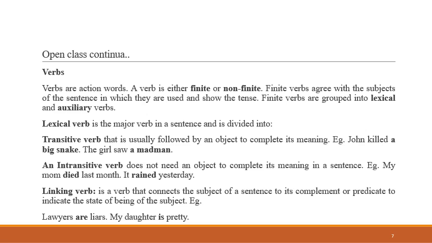Lawyers are liars. Can we see? My daughter is pretty. Lawyers here are liars. Liars here is a noun phrase, completing the meaning of the linking verb are. My daughter is pretty. Pretty here is an adjective, as I said before, serving as a complement, completing the meaning of the linking verb is.